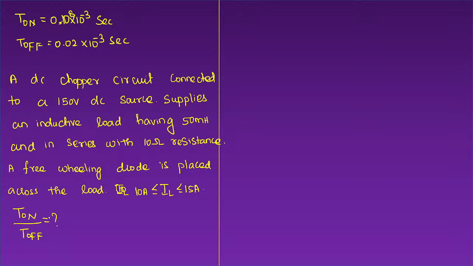A DC chopper circuit connected to a 150 volt DC source supplies an inductive load having 50 millihenry, connected in series with a 10 ohm resistor. If a freewheeling diode is placed across the load, and the load current varies between 10 ampere and 15 ampere, then what is the expected ratio between the on time and off time of the chopper circuit?